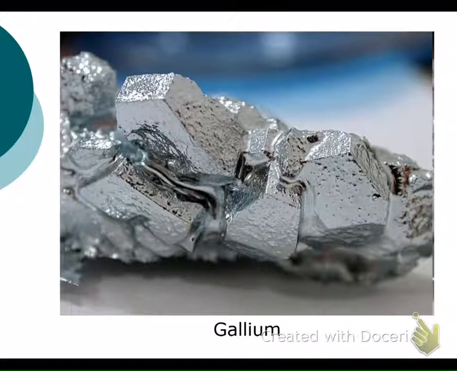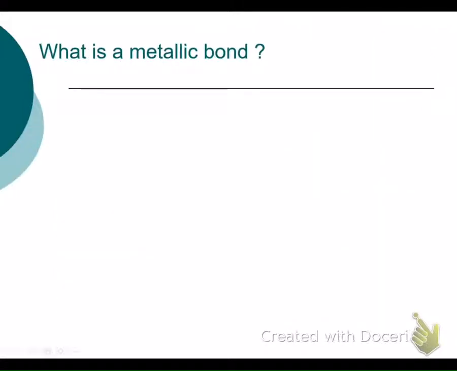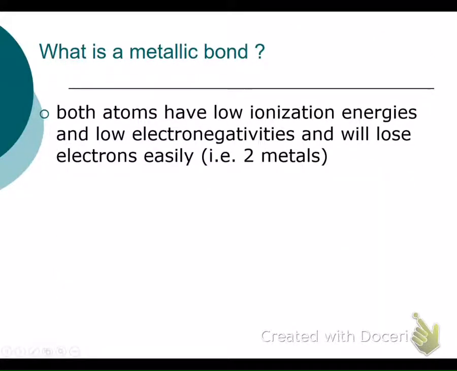Let's begin by talking about metallic bonding. You can see here a picture of gallium. You'll know a metal, it has that typical lustrous crystalline sheen, and yes, this is a crystal. So metallic bonds are when you have atoms that have low ionization energy, so they give up their electrons easily, and low electronegativities.